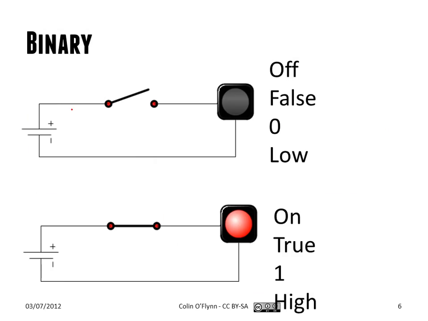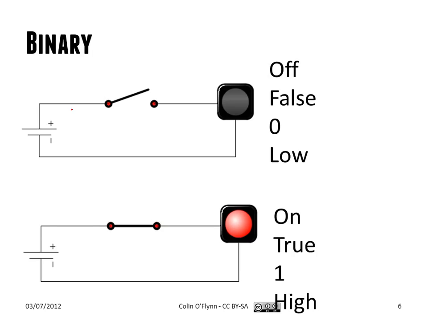So a subset of digital is what we call binary. Binary is only two states. If we imagine a switch with a light bulb, the switch is either off or it's on, and that's it. So you can see the light bulb's off there, on there.